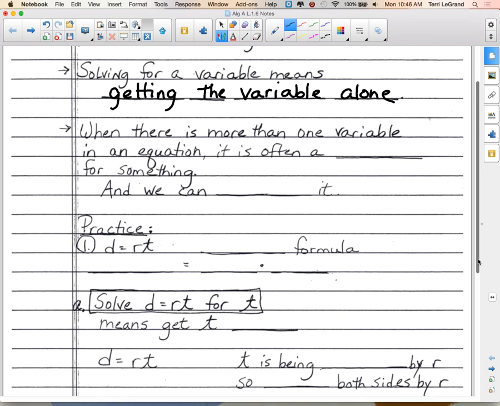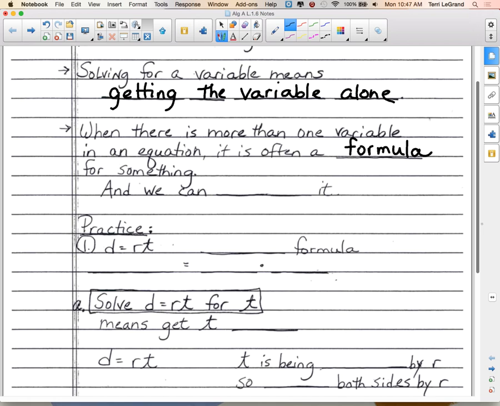Often those literal equations are a formula for something. So A equals LW, that's capital A equals little l times little w. What's that the formula for? The area of what kind of shape? A rectangle. A equals LW is a literal equation, also known as a formula in this case, because it helps us find the area of a rectangle.